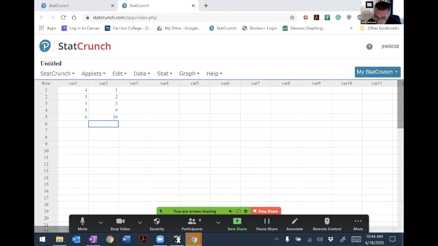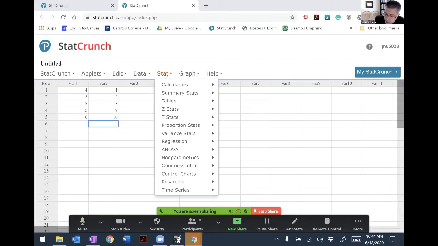Okay, so what we're going to do is run some statistics on this data that we have. I'm going to go to Stat, and you see right there where it says Summary Stats. We're going to go to Summary Stats, and then I'm going to click on Columns. Once again, that's Stat, Summary Stats, Columns.